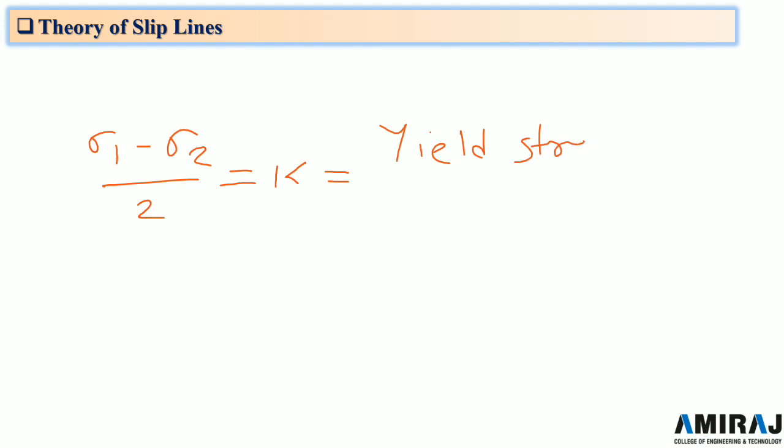that is the yield strength of the material in shear.